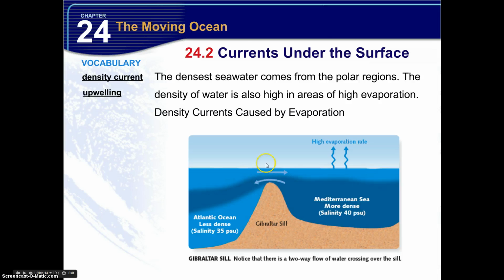This is the Straits of Gibraltar. It's called the Gibraltar Sill. And notice that there is a two-way flow of water crossing over the sill: Mediterranean underneath and the Atlantic Ocean above.